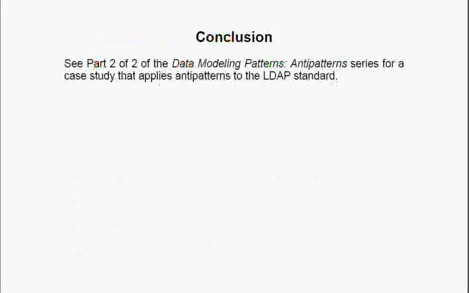So in conclusion, I've explained what an antipattern is for data modeling. I've given you several examples of it. And please see part 2, and I'll give you an example where we look at the LDAP standard and we look at some antipatterns that are manifest in that and look at the consequences of that.